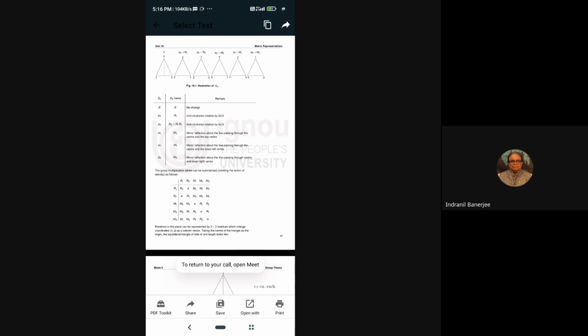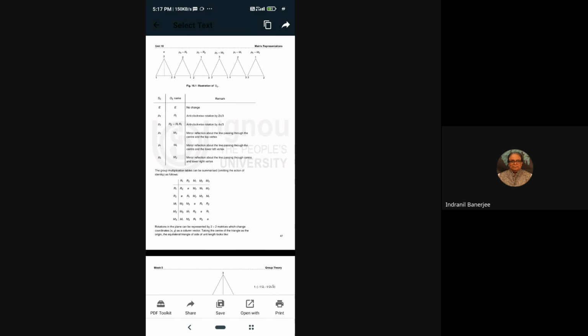So this example I have already shown you, how mirror reflection makes things the same or different. If S3 is equal to E and D3 is equal to E, there is no change. If S3 is equal to P4 and D3 is equal to R1, then you have an anti-clockwise rotation by 2 pi by 3. If S3 is equal to P2 and for D3, R2 is equal to R1 R1, anti-clockwise rotation by 4 pi by 3.